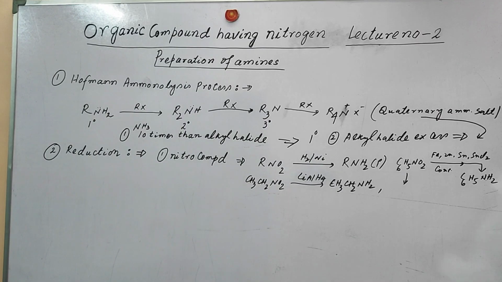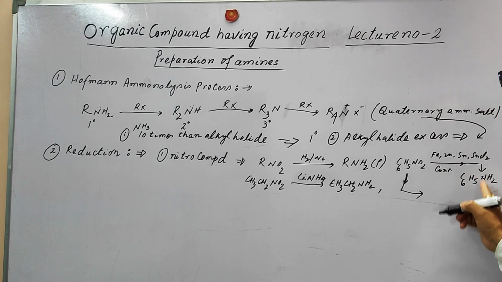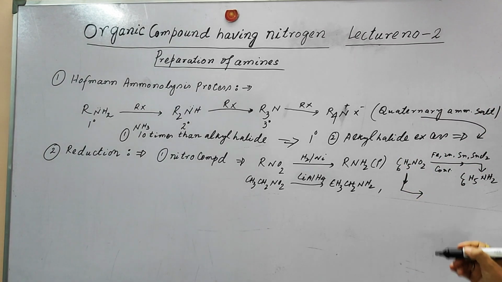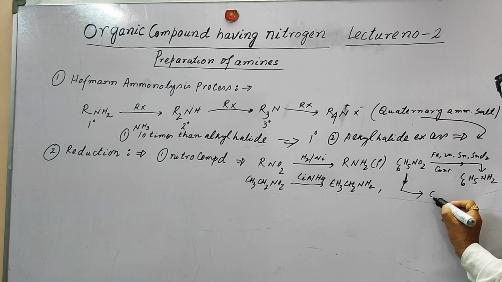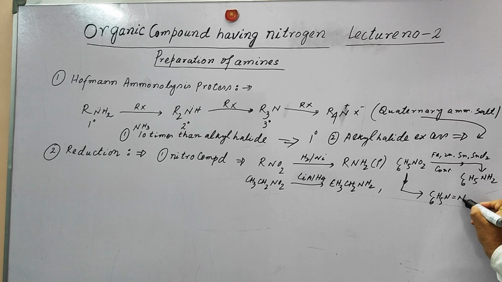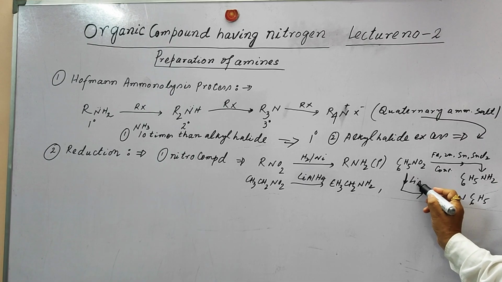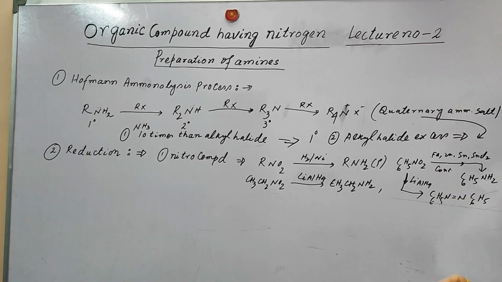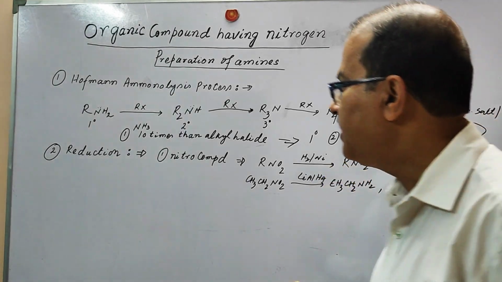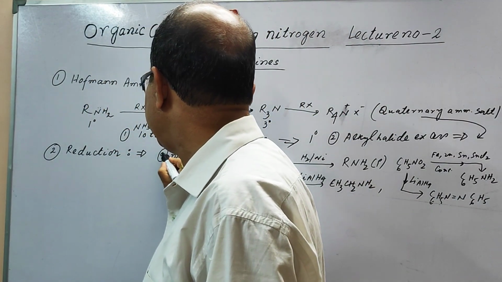But if we use lithium aluminum hydride to reduce nitrobenzene, what is going to be produced? It will not produce aniline, but it is going to produce azobenzene, with the use of lithium aluminum hydride. This is the nitro compound.